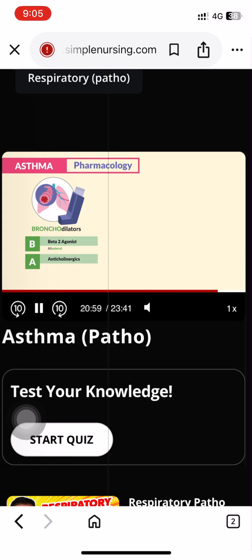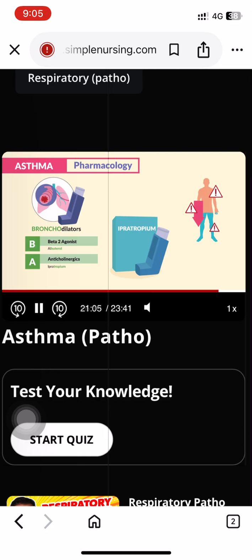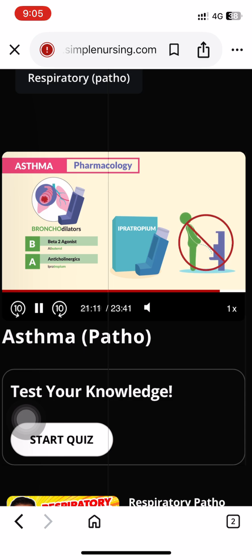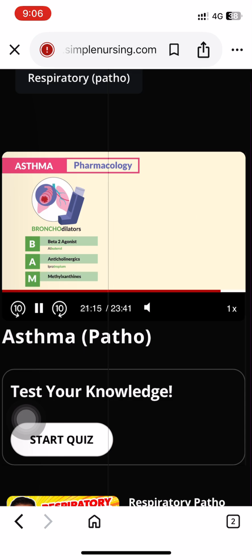Now A is for anticholinergics, and ipratropium is the drug to know. Now this dries out the body, decreasing secretions and dilating the airways. So just think the dry here. You can't pee with ipratropium. And M is for methylxanthines, ending in phylline like theophylline.